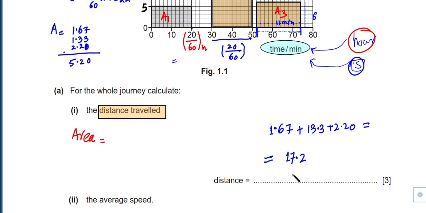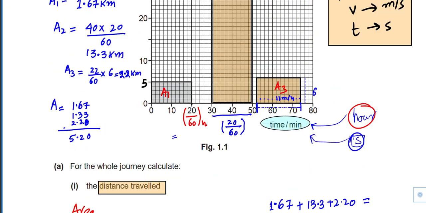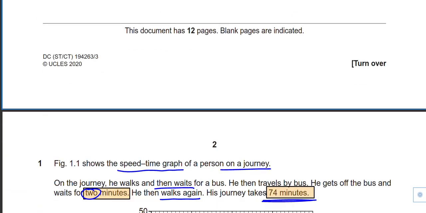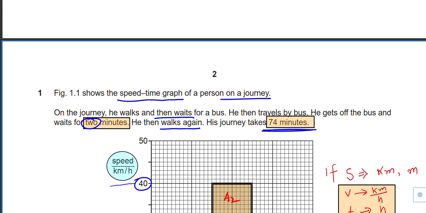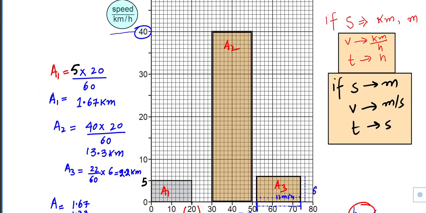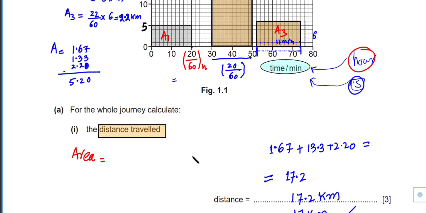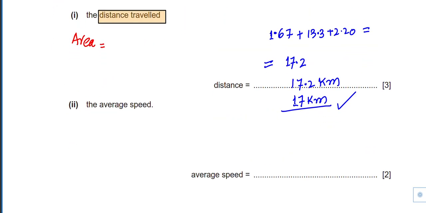Okay, yeah, 17.2 kilometers. Because in terms of significant figures, if you see the data is 74 minutes, two significant figures, so we will round that data into 17 kilometers. You got it? This would be the final answer. So this was your question number 1, part 1.